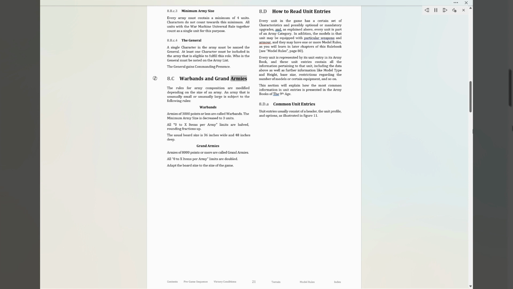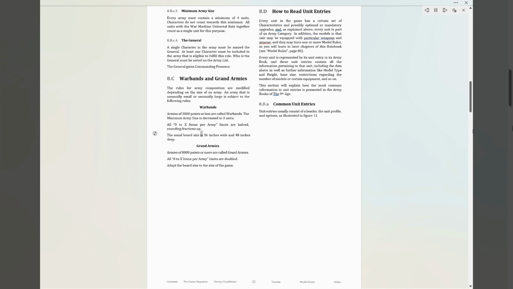Warbands and Grand Armies. The rules for army composition are modified depending on the size of an army. An army that is unusually small or unusually large is subject to the following rules. Warbands. Armies of 3,000 points or less are called Warbands. The minimum army size is decreased to 3 units. All 0 to X items per army limits are halved, rounding fractions up.